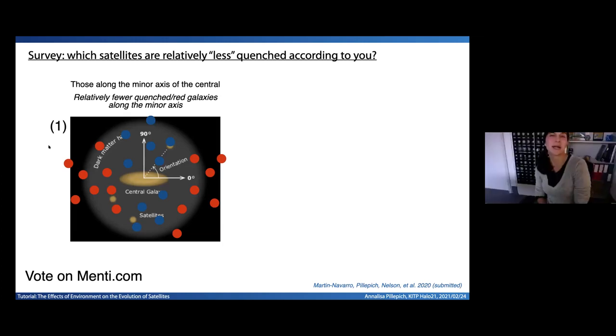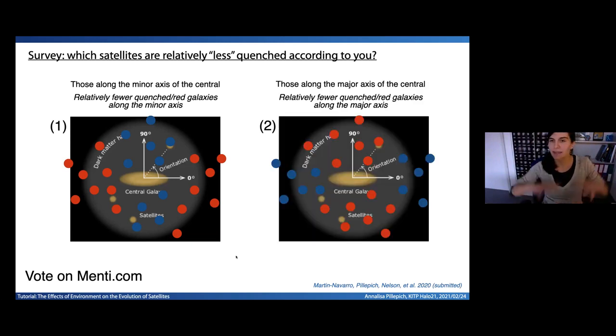And so I want you to try to say, so the starting point is that satellites are very much quenched, okay, at low masses. And so which satellites are relatively less quenched, according to you? The ones that are found along the minor axis of the central, or the ones that are found along the major axis of the central? I hope the question is clear. We can have a few seconds to think about it.